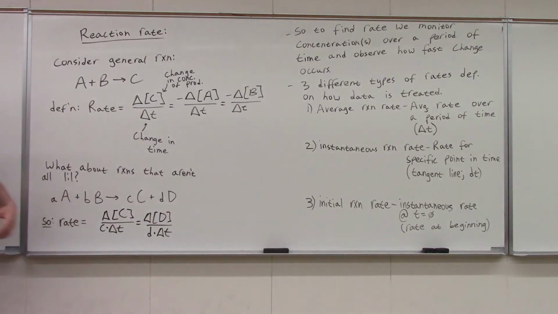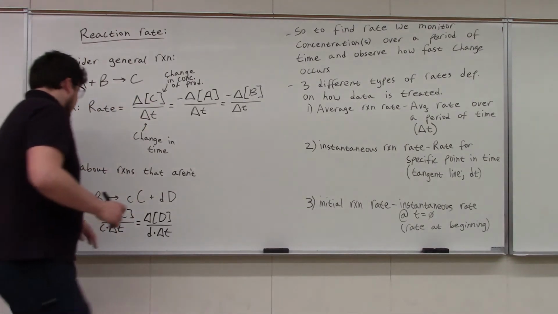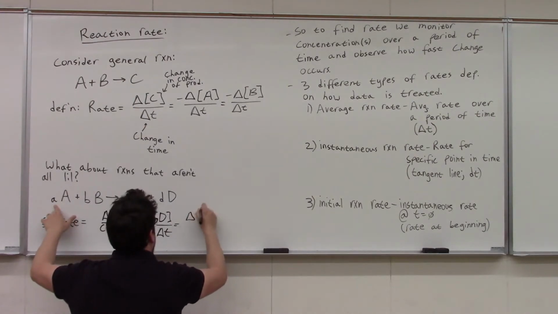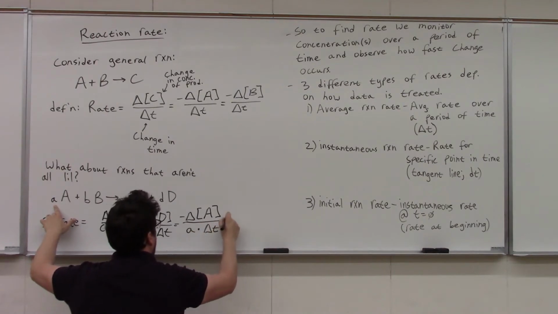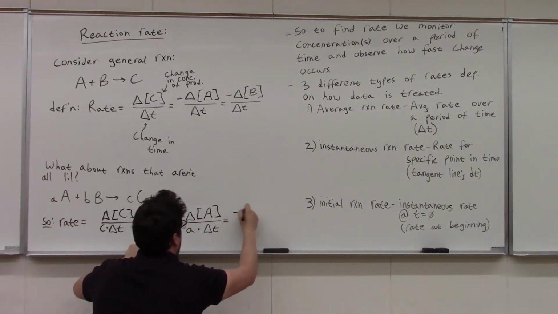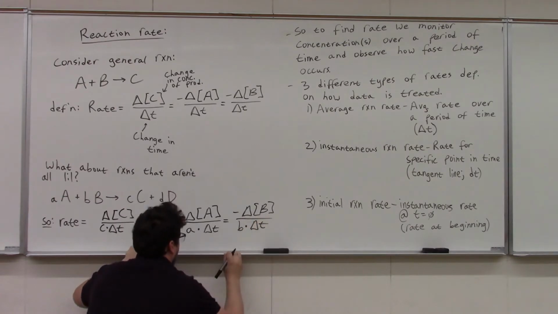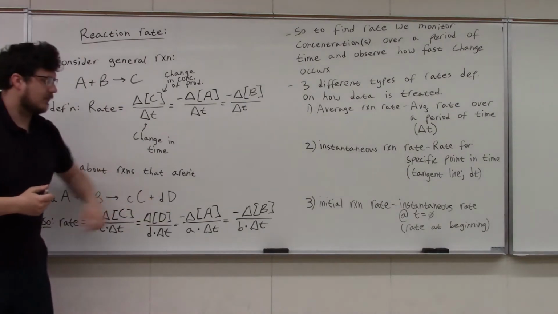And when I'm dealing with reactants, same trick as before, plus I bring in the negatives. All right, so this will be equal to negative change in concentration of A, excuse me, over lowercase a times delta T. And then we do the same trick with B, negative change in concentration of B over lowercase b delta T. All right, so reactants, we got to bring the negative sign in.